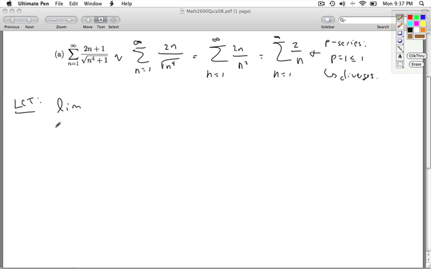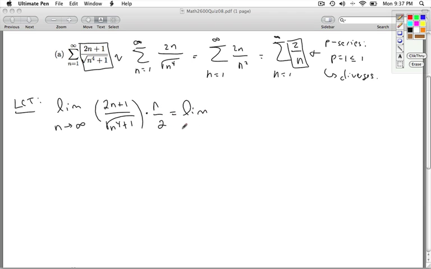So I'm going to take the limit as n traipses off to infinity of the terms of this series divided by the terms of this series. And since we have two fractions here, I'm just going to take the first one and multiply it by the reciprocal of the second one. So that's the limit as n traipses off to infinity. I have 2n squared plus n over 2 times the square root of n to the fourth plus 1.